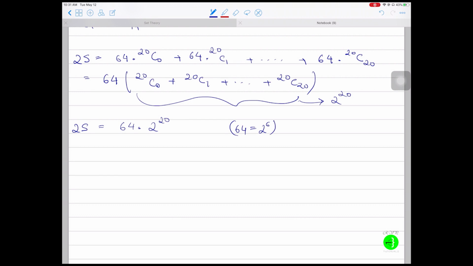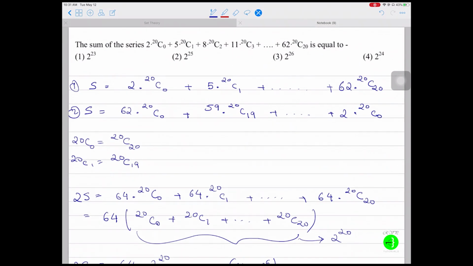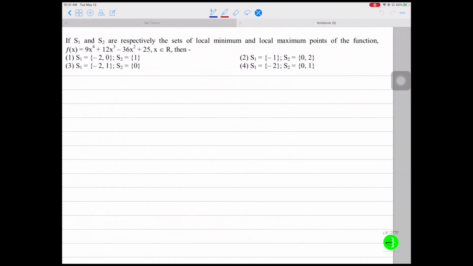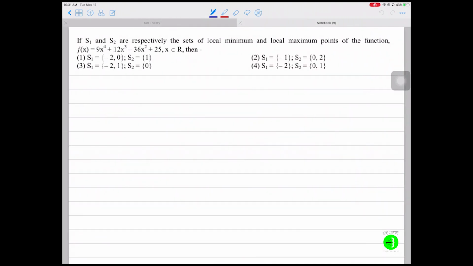We know that 64 can be written as 2 to the power 6. So 2 times the sum of the sequence is 2 to the power 6 times 2 to the power 20, which is 2 to the power 26. So the sum of the sequence is 2 to the power 25, which is option 2. Let's move on to the next question.